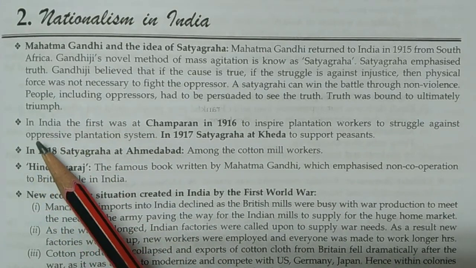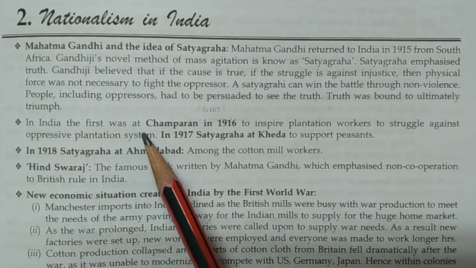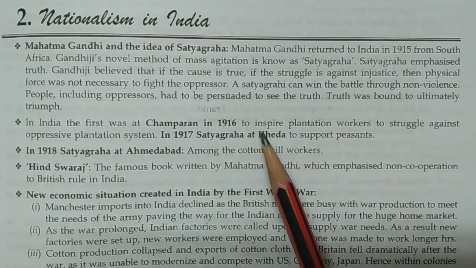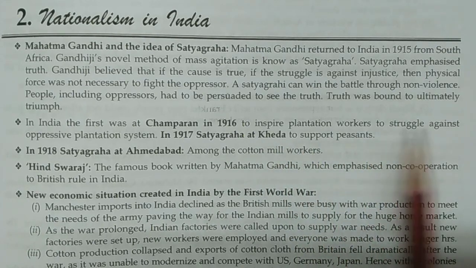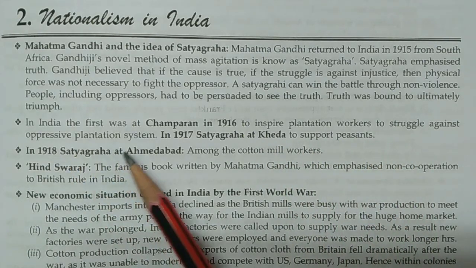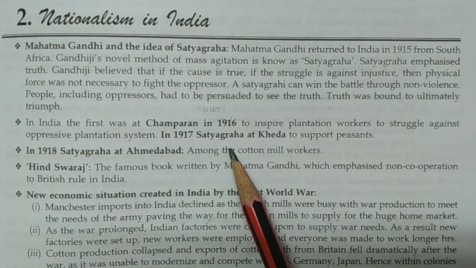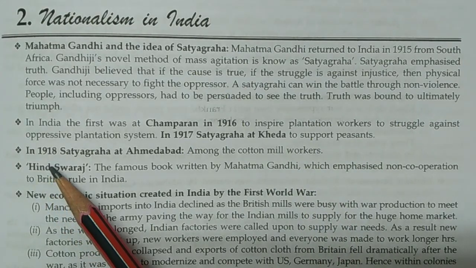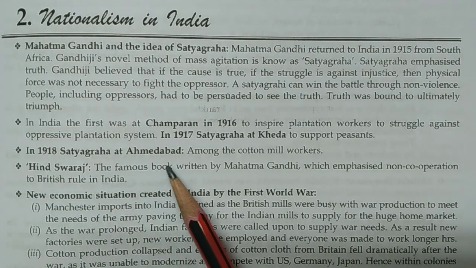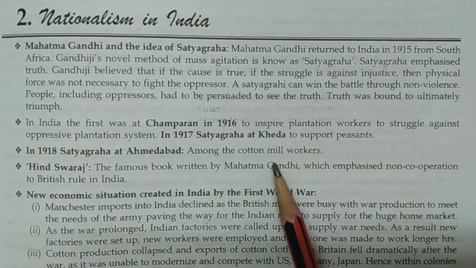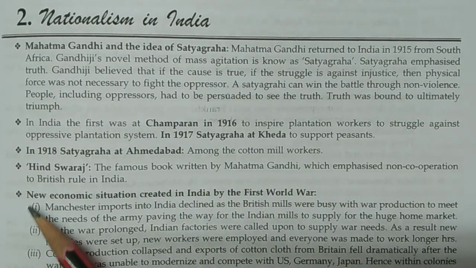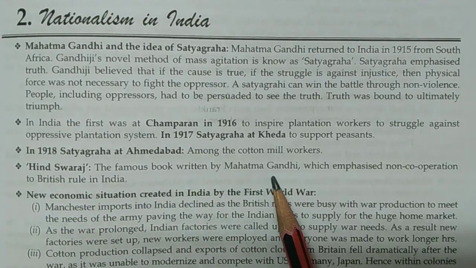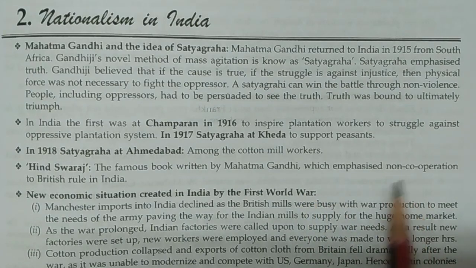In India, the first Satyagraha was at Champaran in 1916 to inspire the plantation workers to struggle against the oppressive plantation system. In 1917, Satyagraha at Kheda to support peasants. Next, in 1918, Satyagraha at Ahmedabad among the cotton mill workers. Next, Hind Swaraj, the famous book written by Mahatma Gandhi, which emphasized non-cooperation to British rule in India.